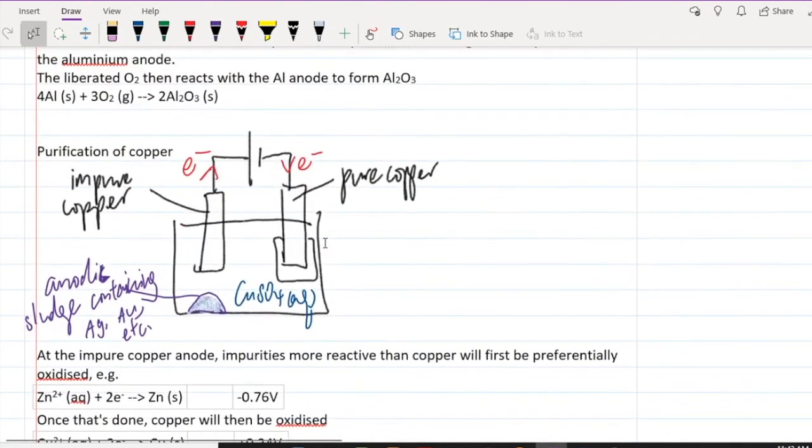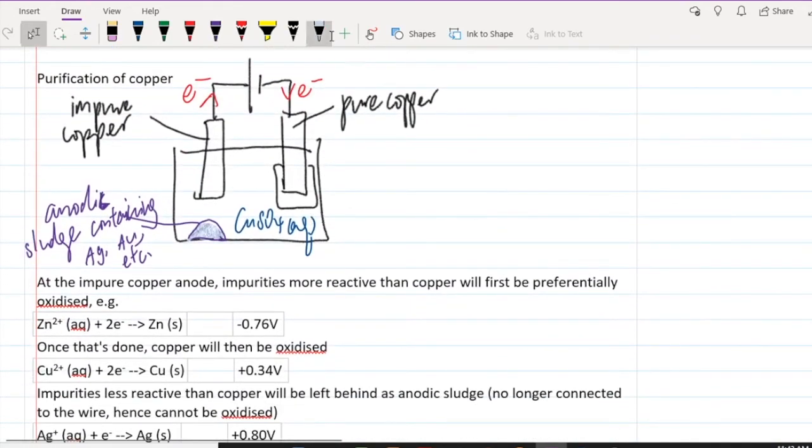So let us take a look at the next example, the purification of copper. On one end, the anode is the impure copper, and the cathode is a sample of pure copper, an ingot of pure copper. And what is the electrolyte? The electrolyte is copper(II) sulfate solution.